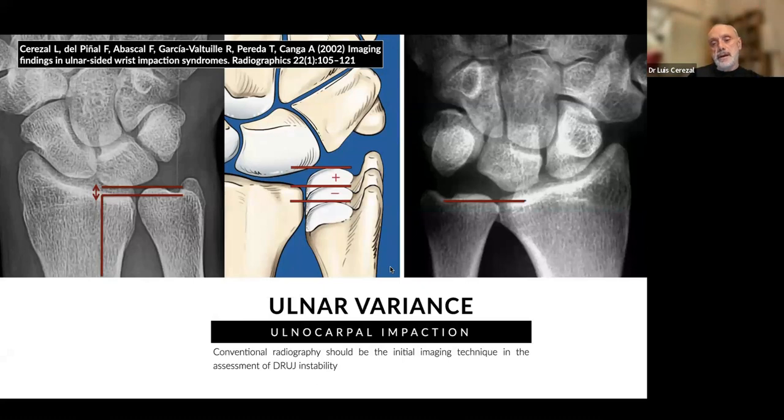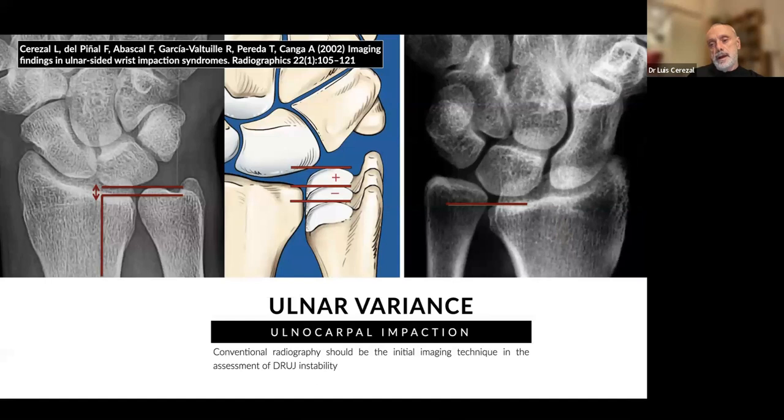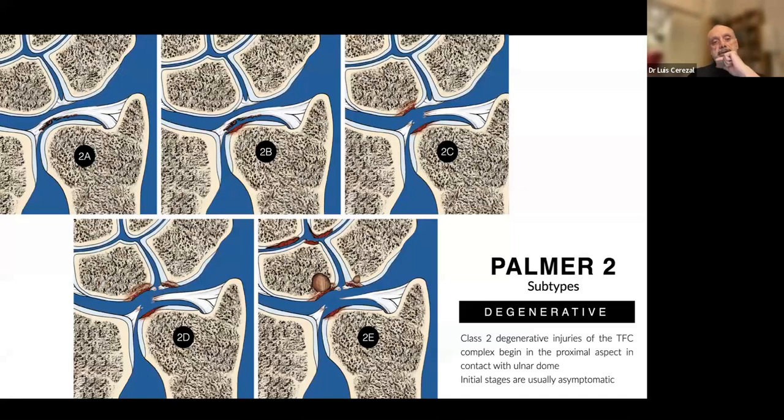But if I perform the X-ray making a fist, we can have completely different findings. We see a marked positive ulnar variance and a significant reduction of the lunate space. Maybe it's the cause that I have an ulnocarpal impingement after playing tennis.